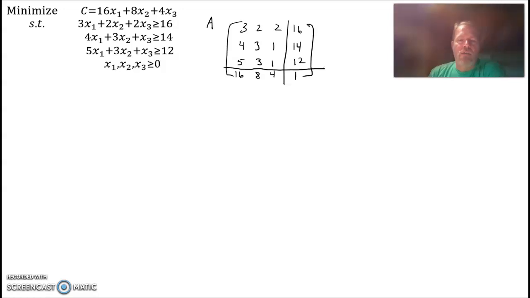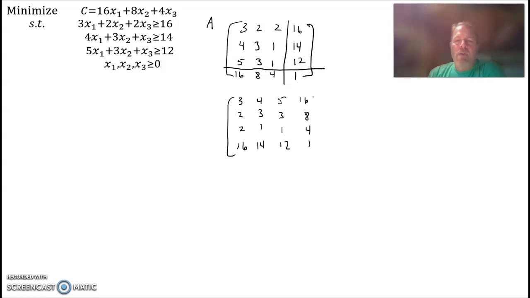So this is just scrap work, but it's getting our minimization into a maximizing optimization function. So taking my minimizing and turning it into a maximizing. So what was row 1, you write down as column 1. So the 3, 2, 2, 16, row 1 now becomes column 1. The 4, 3, 1, 14, row 2 becomes column 2. The 5, 3, 1, 12, row 3 becomes column 3. And row 4, 16, 8, 4, 1 becomes column 4.